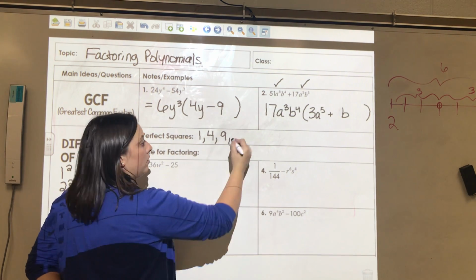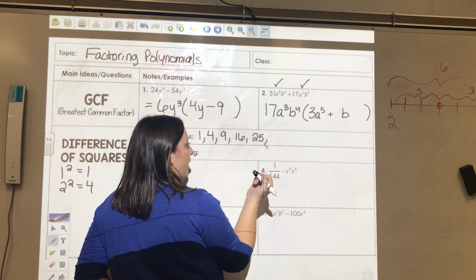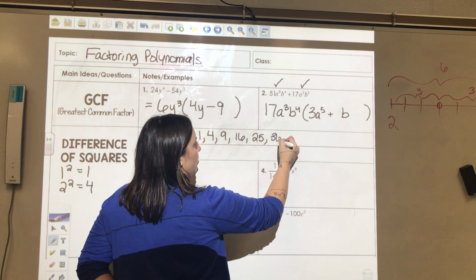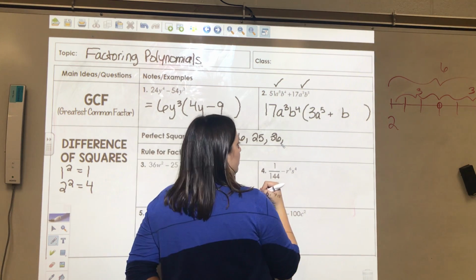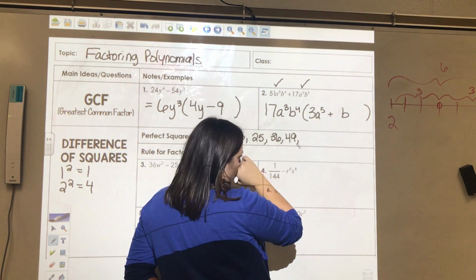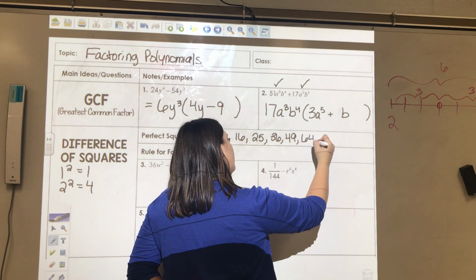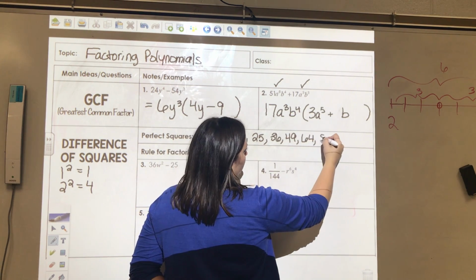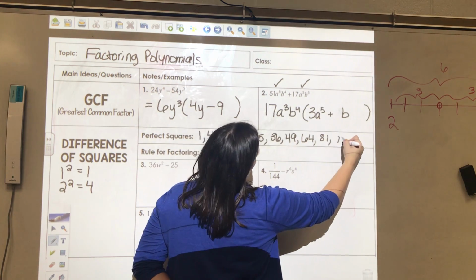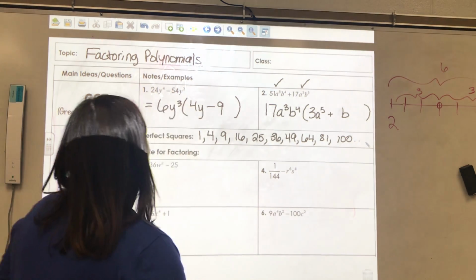4 squared, 16, 5 squared, 25, 6 squared, 36, 7 squared, 49, 8 squared, 64, 9 squared, 81, 10 squared, 100. It can go on forever.